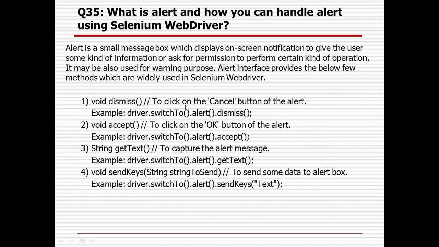When you want to dismiss it, you use driver.switchTo().alert().dismiss(), which will cancel the alert. If you want to accept the alert, driver.switchTo().alert().accept(). If you want to get the text of the alert message, use driver.switchTo().alert().getText(), then store it in a string variable. You can then use the string variable as a record, or print it out. And if you want to send some values, use driver.switchTo().alert().sendKeys(). Here you send some keys, for example your numeric age. After that you click on the OK button. So if you enter the text and accept it, that particular text will be entered and the alert will be handled.